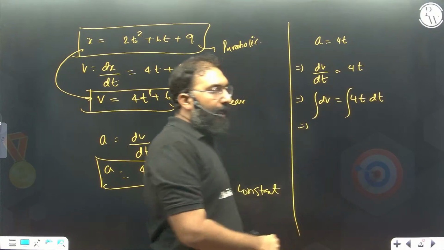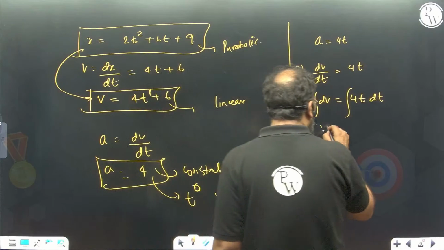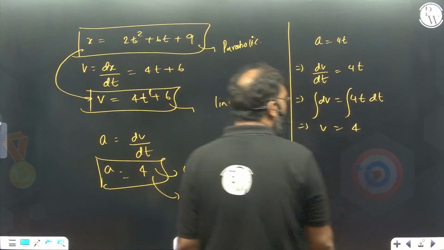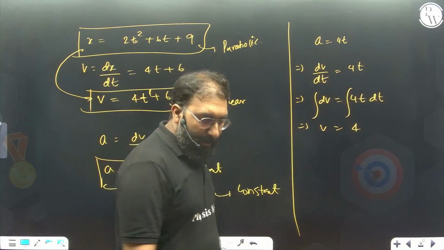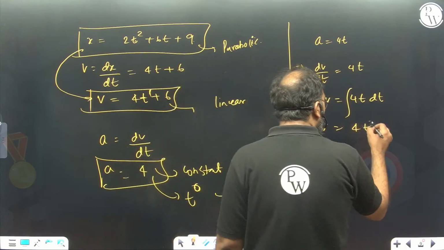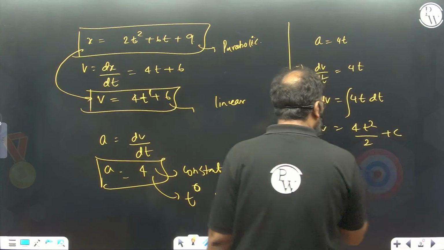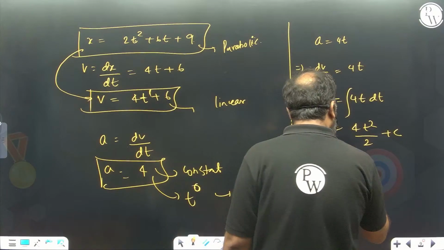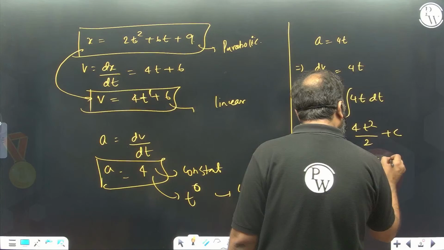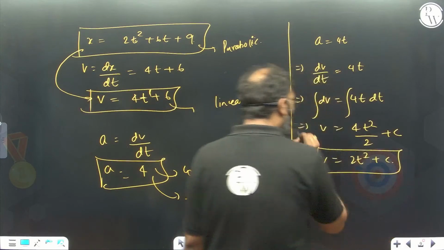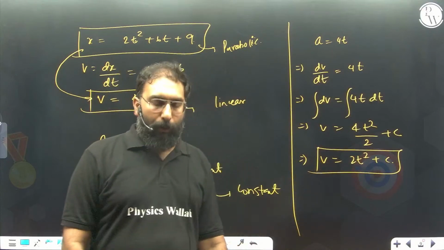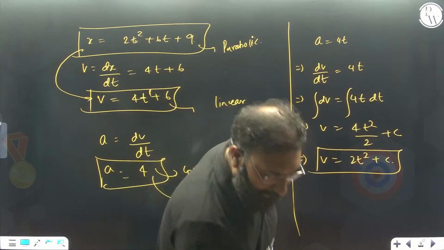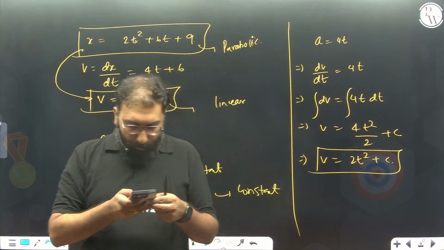So integrating dv means I'll be getting v here. 4 is a constant outside the integration, and inside the integration I'm getting t dt. The integration of t dt is t square by 2, and then some integration constant will be there. So this is 2t square plus constant. Okay. So the velocity of the particle is 2t square plus c. Such questions are asked in the exam. Multiple times these questions have been asked.